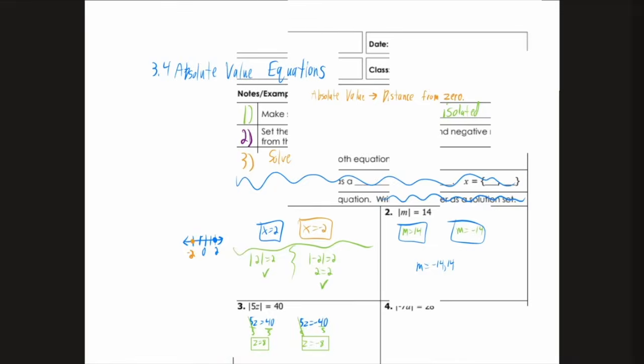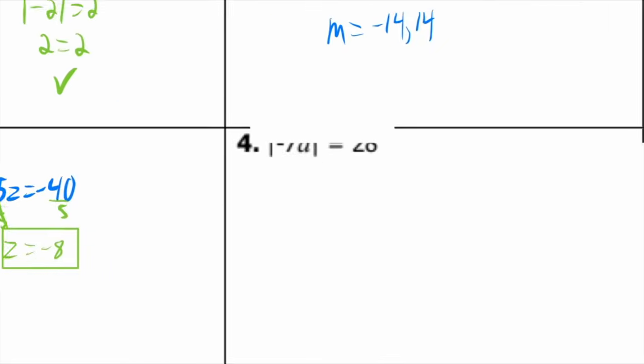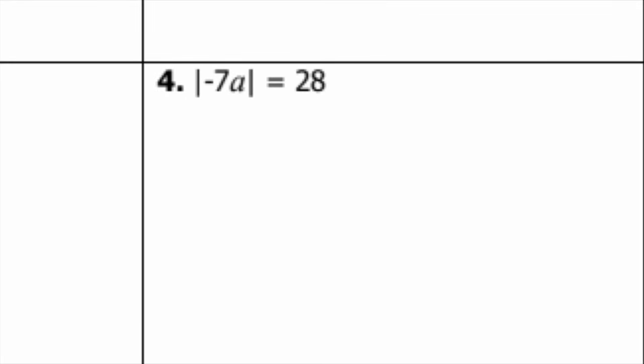Number 4 here, we have the absolute value of negative 7a equals 28. Now, even though there's a negative here, we're not in panic or anything like that, because the absolute value still equals a positive, so we're saying negative 7a equals 28. And so we actually don't do anything with that negative for a while until we get to step 3.